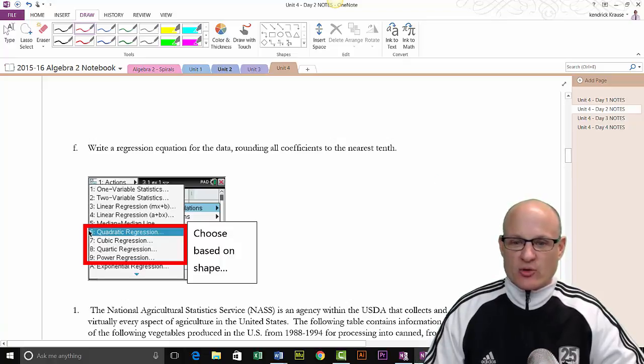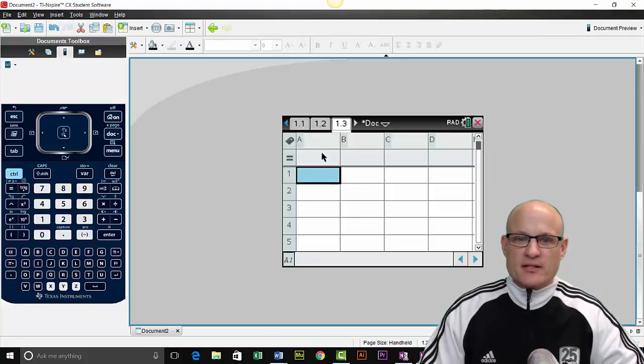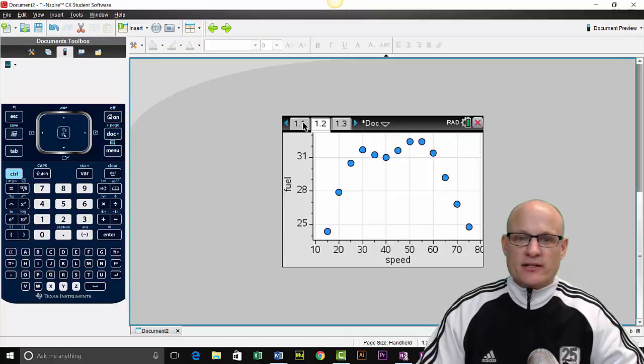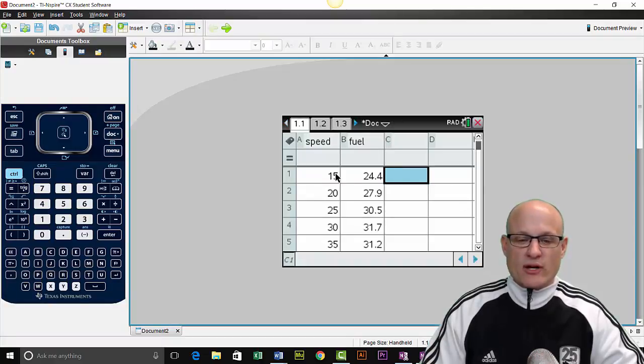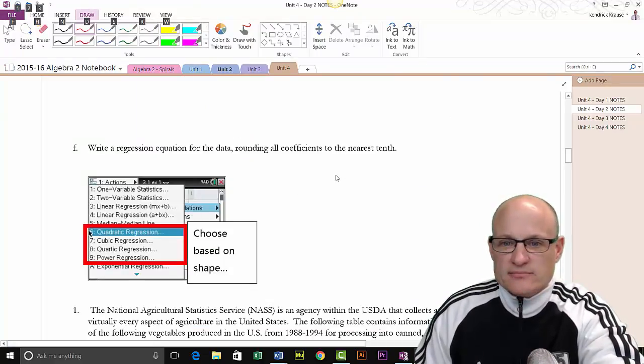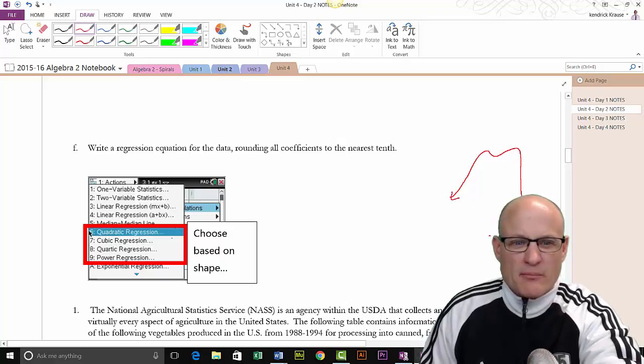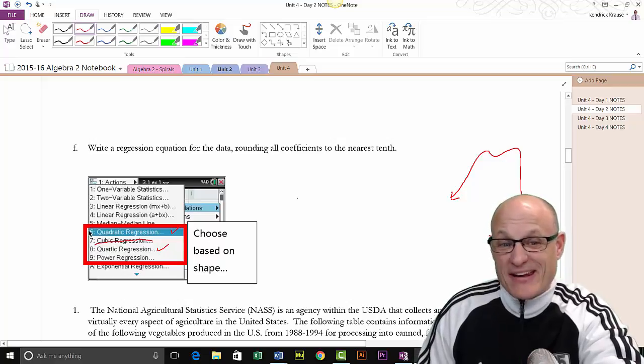We're going to create a regression equation for this. Let's go back to my data. There's my data. As I looked at this, it didn't quite look like a parabolic shape. It looked a little bit more like maybe a quartic, a fourth degree. It certainly didn't look cubic. It did kind of look quadratic. So we're going to do quadratic and quartic and see if there's a better equation.